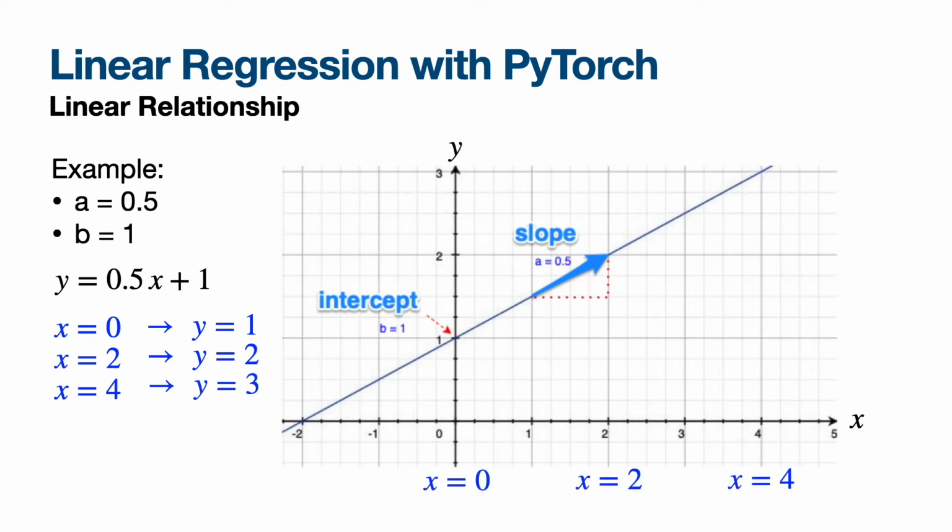As we can draw a line to show the relationship between x and y, we call it a linear relationship. The intercept is the y value for x equals 0. The slope is how much y changes when x increases by 1.